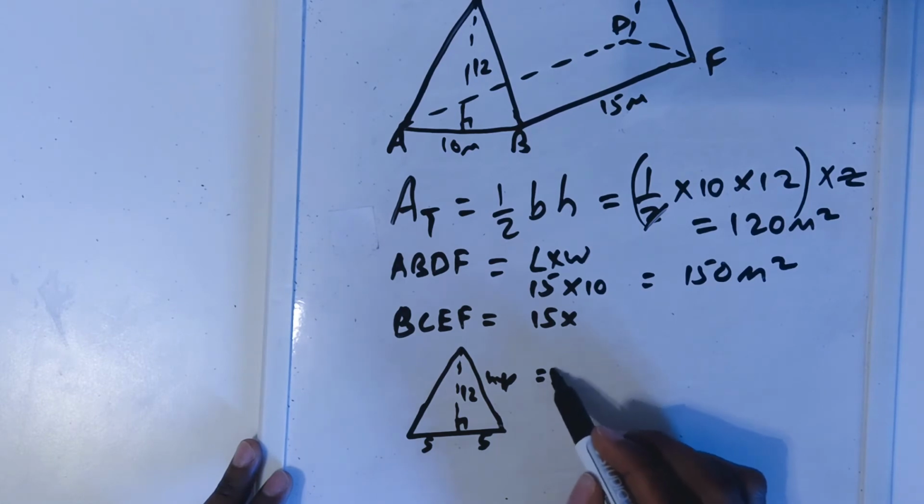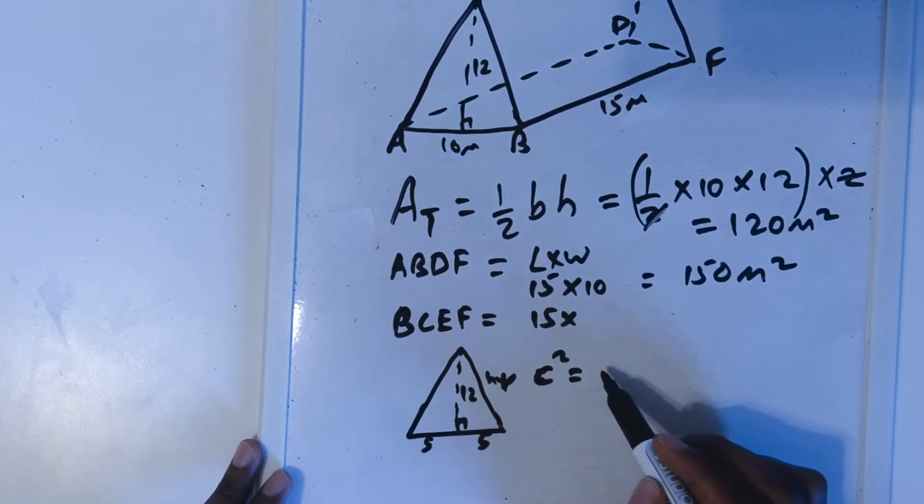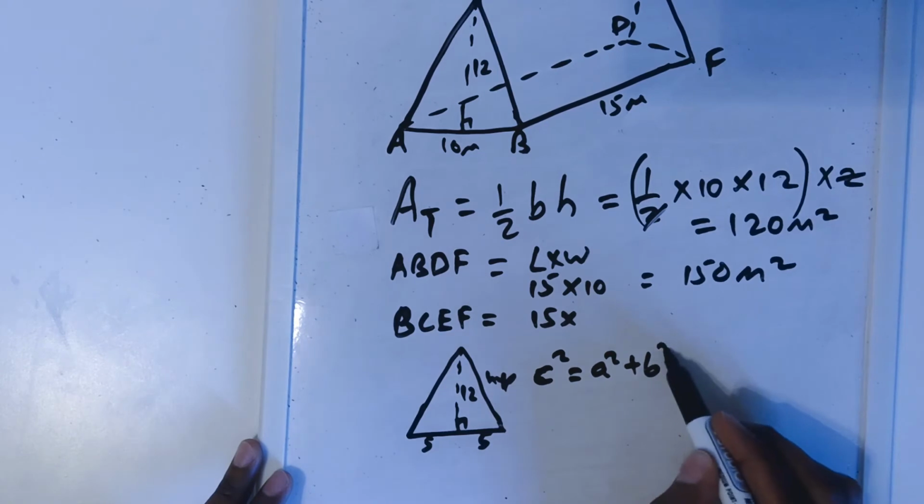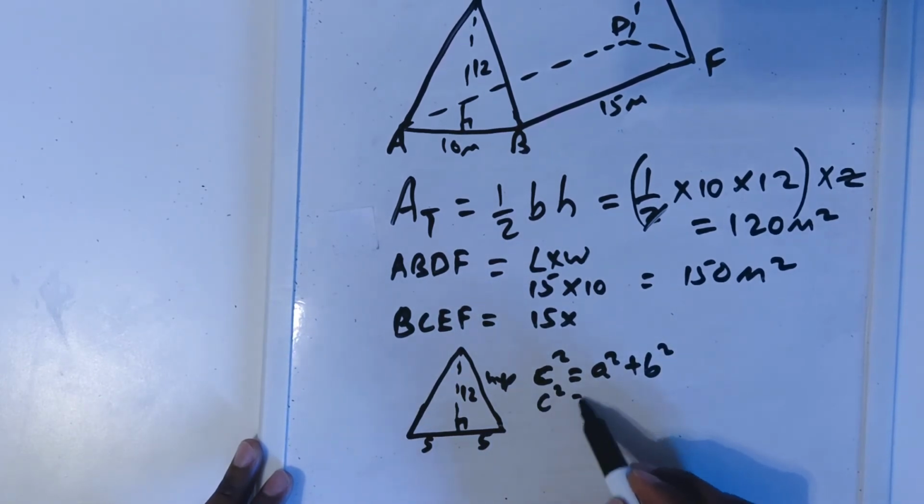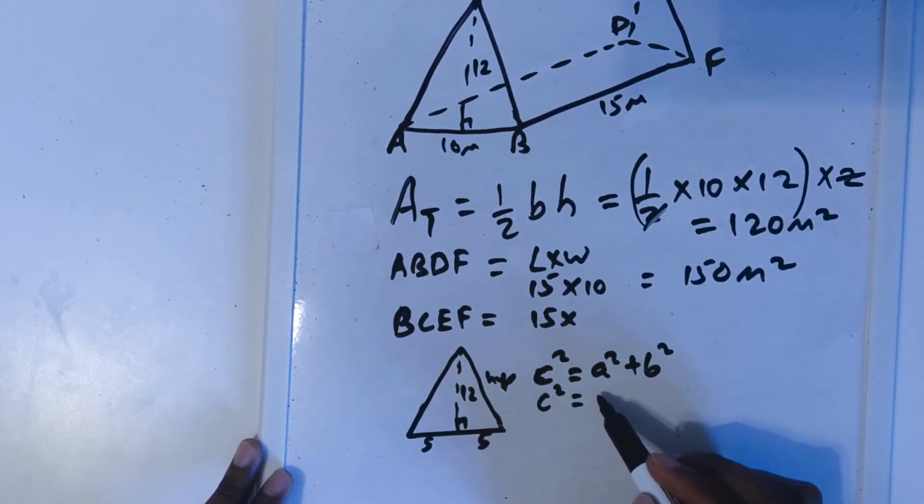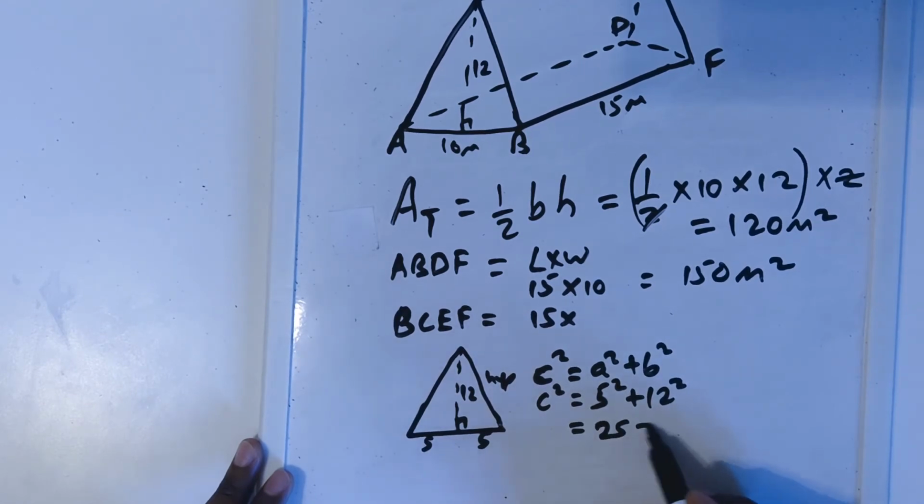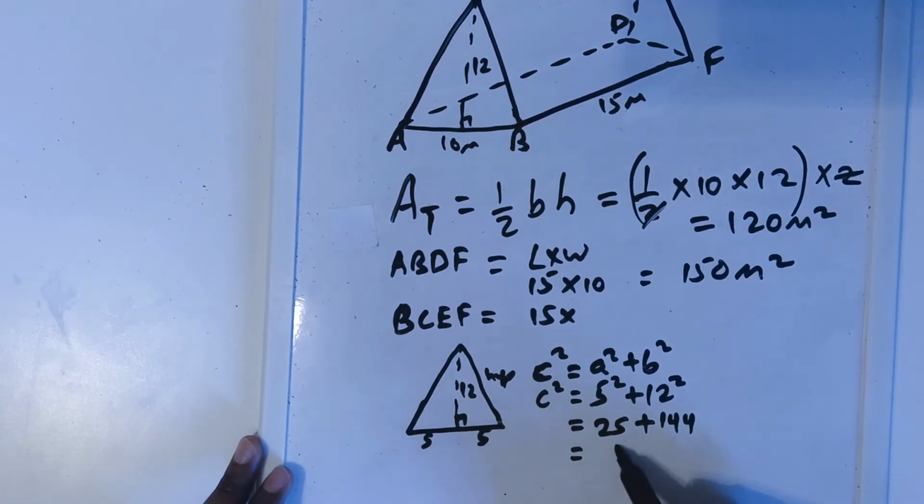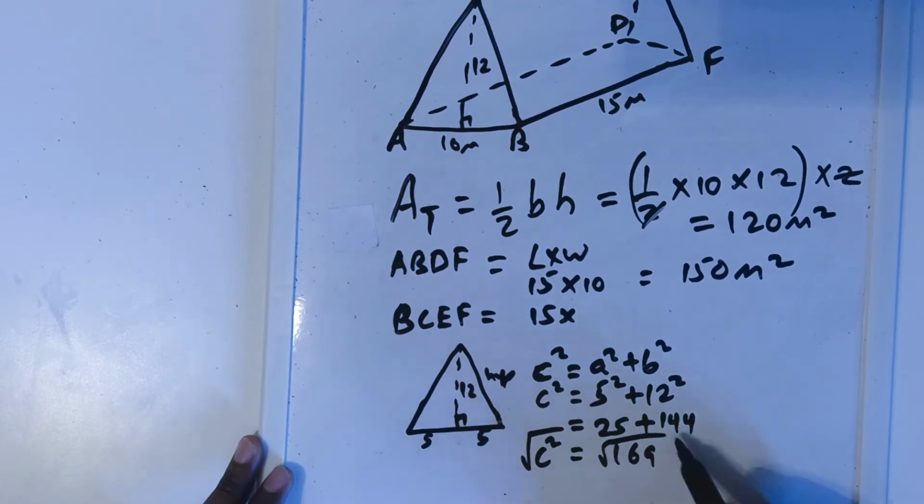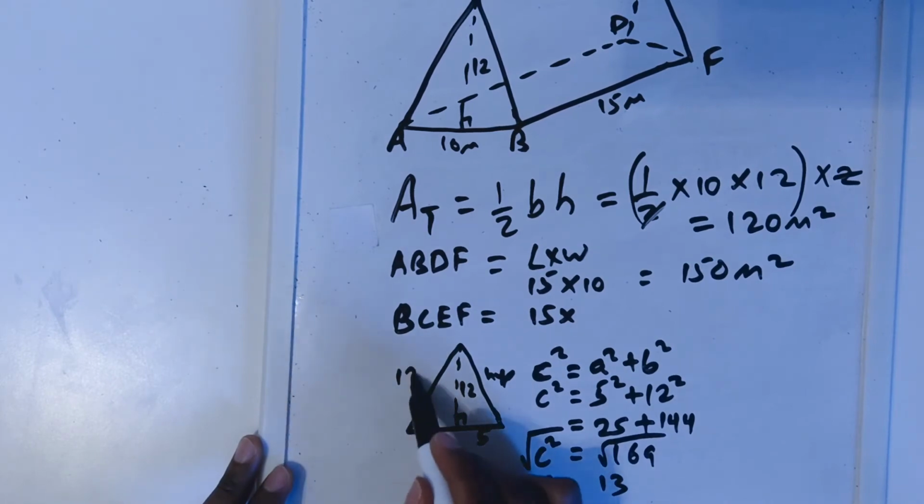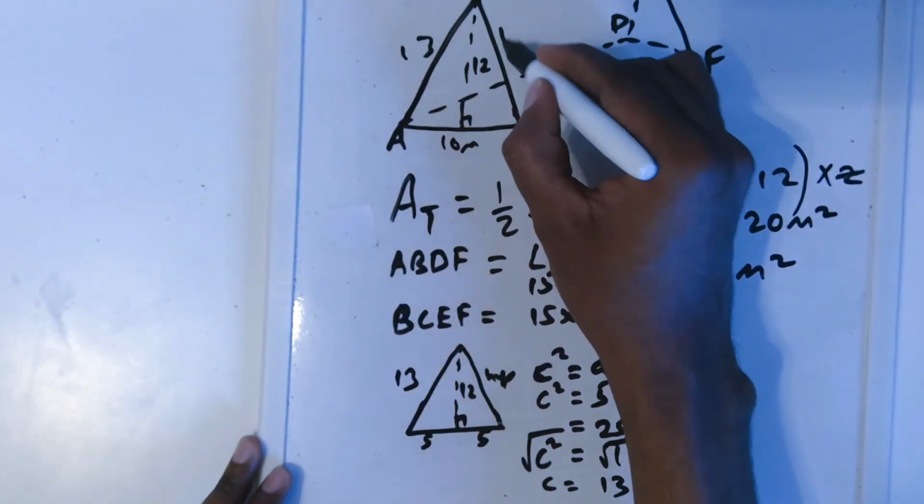So we use the relationship c squared is equal to a squared plus b squared. C squared is equal to 5 squared plus 12 squared. This will give me 25 plus 144. When you add those two, you get 169. C squared is equal to 169. But in order to get just c, you take the square root of both sides, so that gives me 13. So this side is 13 and that side is 13.